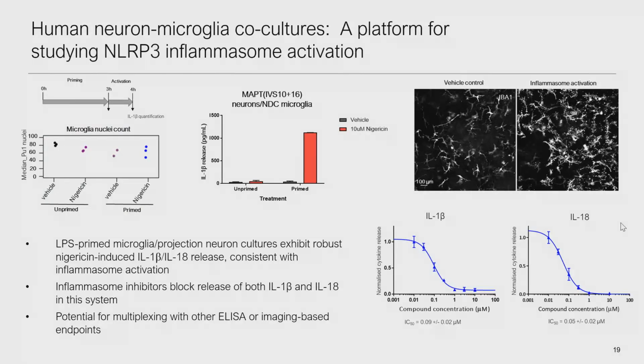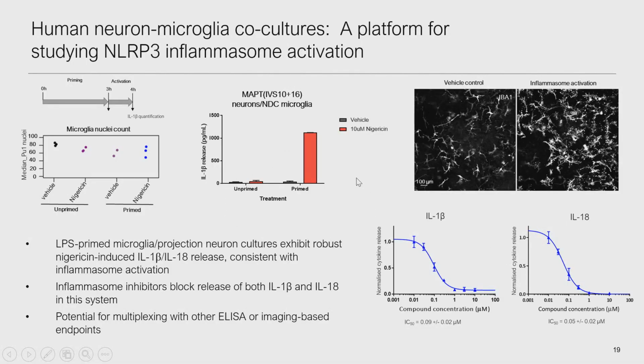Another aspect of neuroinflammation that's attracting quite a lot of interest at the moment is the inflammasome. So we have a system where we can look at inflammasome activation in the co-cultures as well. We use a fairly standard double protocol of LPS priming for 3 hours, followed by a 1-hour incubation with, in this case, nigericin. We've also looked at ATP. And then we quantify IL-1 beta release as well as IL-18.